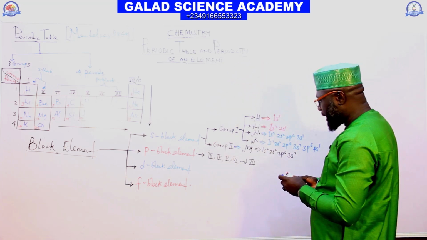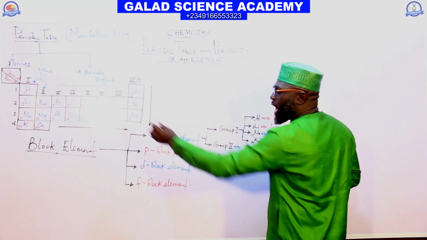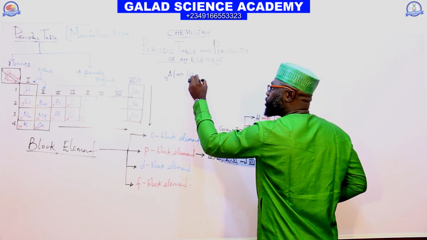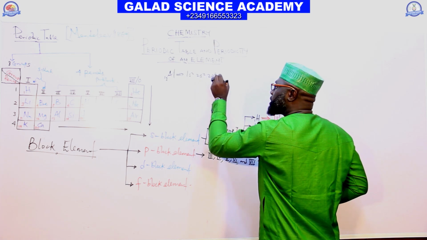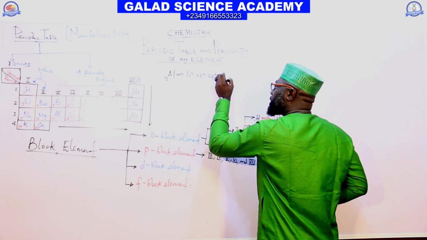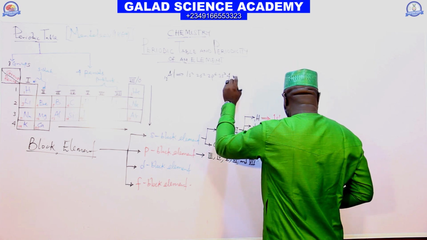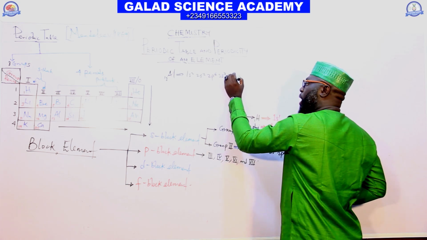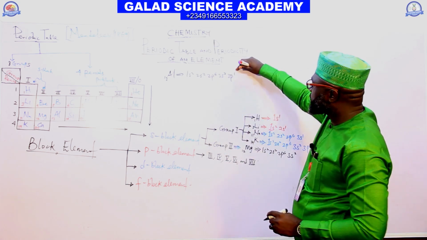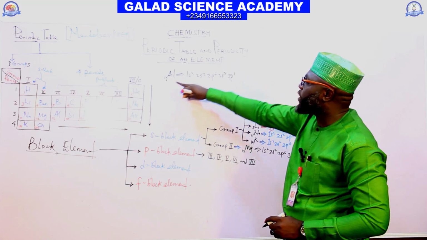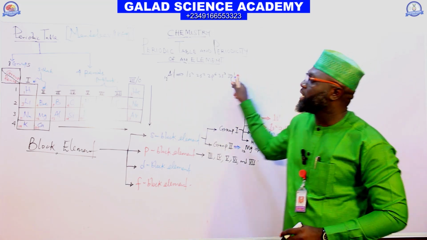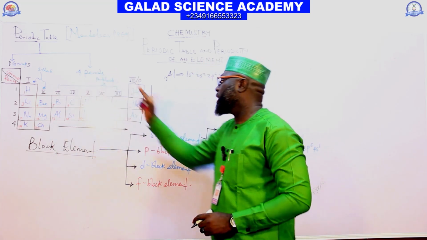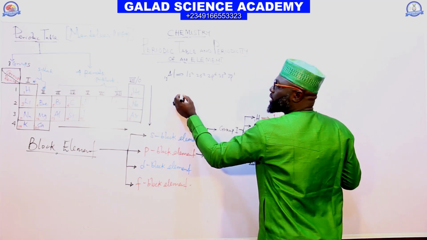Let us look at the configuration for aluminium. Aluminium is 13, which is 1s2, 2s2, 2p6, 3s2, and 3p1. The final electron, or the valency electron, of aluminium can be found at P. That's why boron and aluminium are P block.